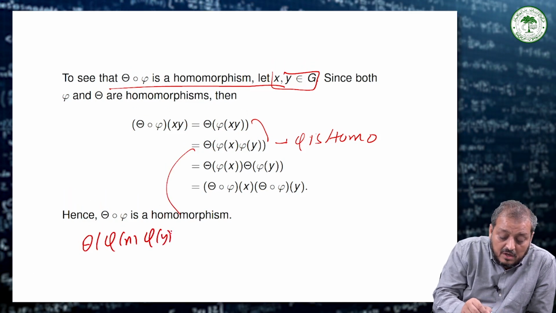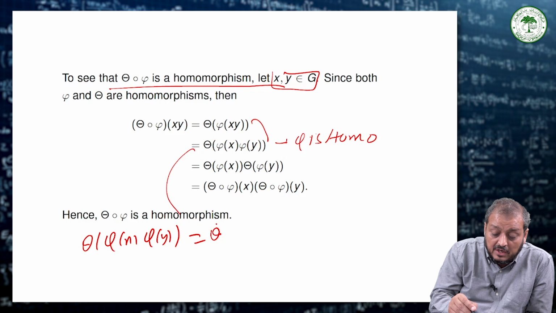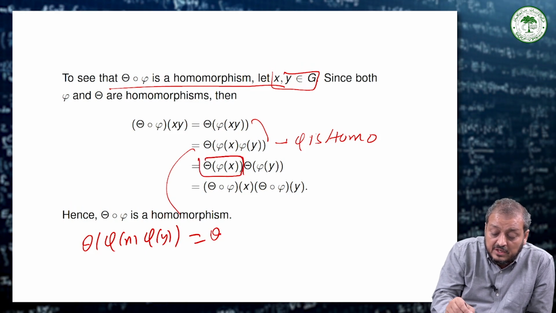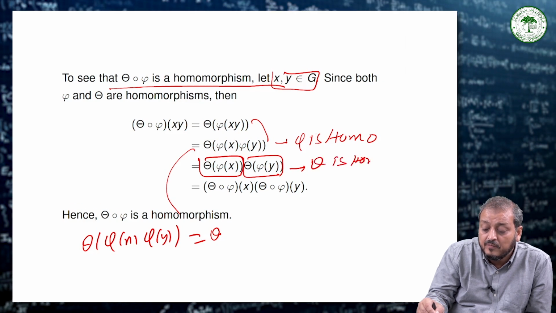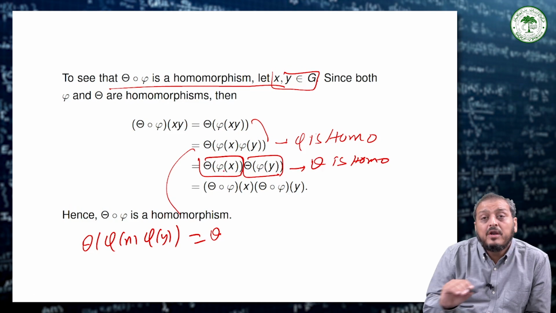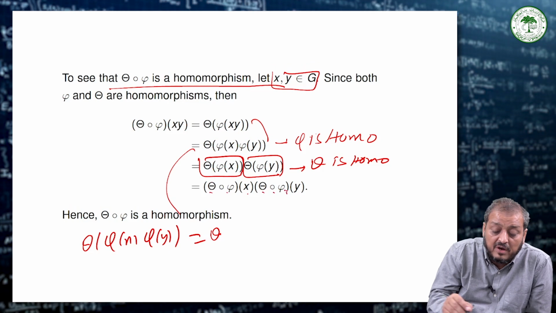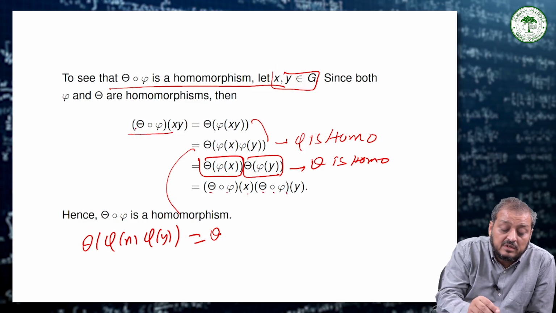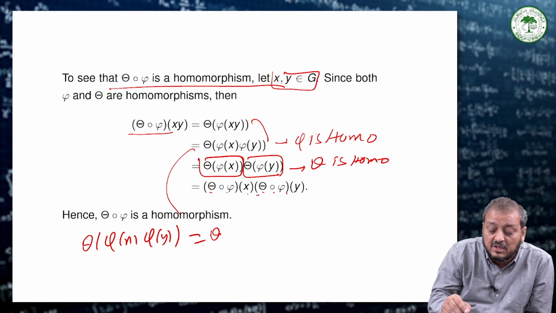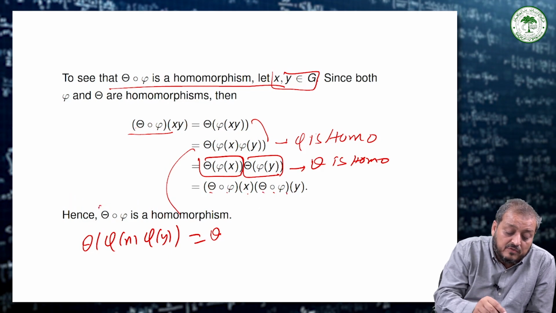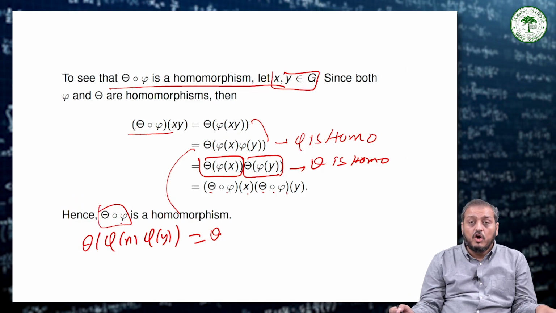Now because theta is also a homomorphism, this can be written as theta of phi of x times theta of phi of y. Here we use that theta is a homomorphism, and by the property of the composition function, this is theta phi of x and theta phi of y. So ultimately we have shown that theta composition phi of xy is the same as theta composition phi of x times theta composition phi of y, which means the composition of theta and phi is a homomorphism.